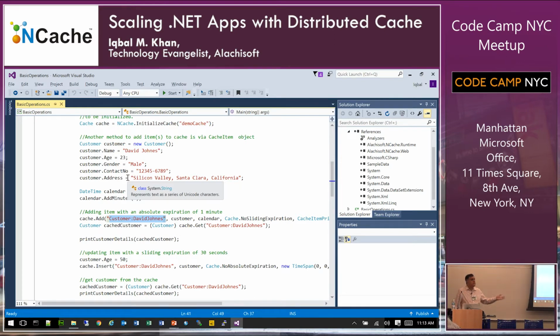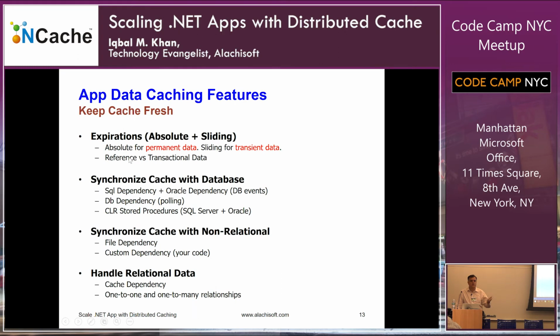You can keep it for 10 seconds, 15 seconds, or 1 hour, whatever. And you do that on an object level. For every object that you're caching, you specify how long you think it's safe to cache it. Some objects, which are more reference data, you can cache for longer. You can say, don't expire this for 2 days or for 1 week. Some you want to cache only for a short time. So you specify the expiration here.